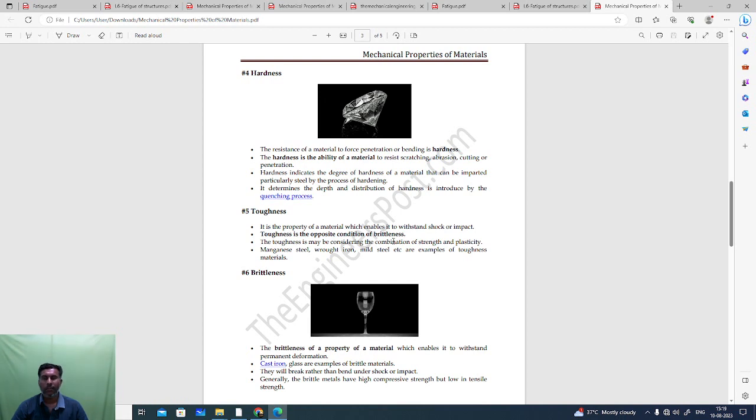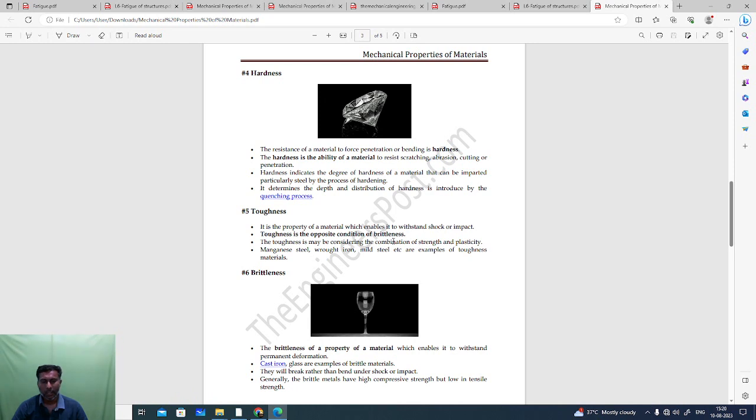Next, brittleness. Brittleness is when, on applying a load, the material fails without permanent deformation. Cast iron and glass are examples of brittle materials. They will break rather than bend under shock or impact. When a sudden load is applied, the material will break. For example, aluminum, in contrast, is a ductile material.